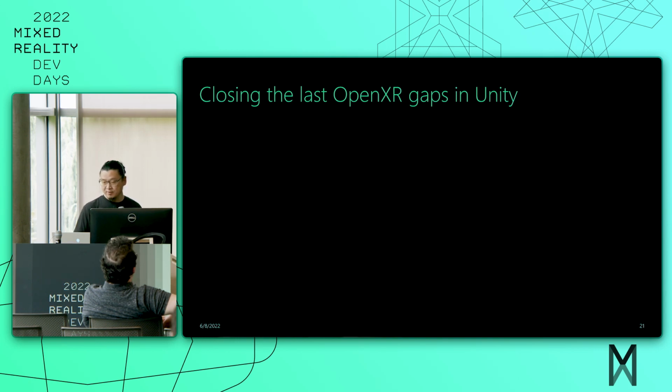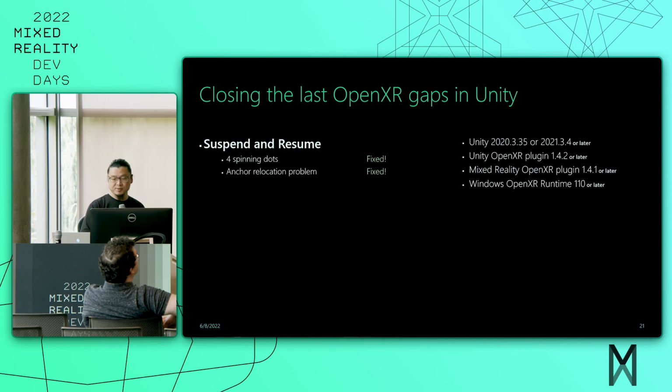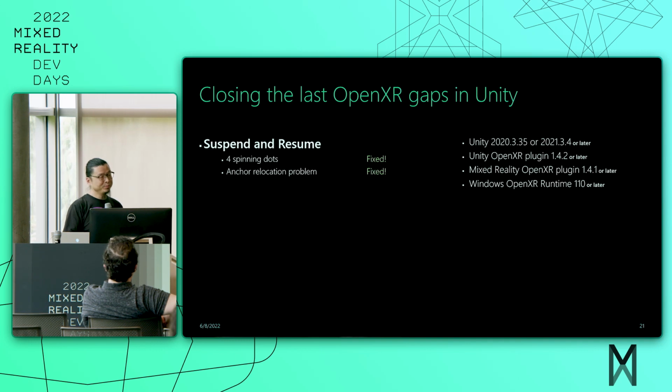Here I would like to take a look at some of the big ticket work items that we have been focusing on in the past few months. First is this suspend resume bug that we got from our customers' reports on HoloLens 2, where the application shows four spinning dots when you, for example, put your HoloLens on the desk and it goes to sleep, and later on you pick it up and want to resume the app, you get these four spinning dots.